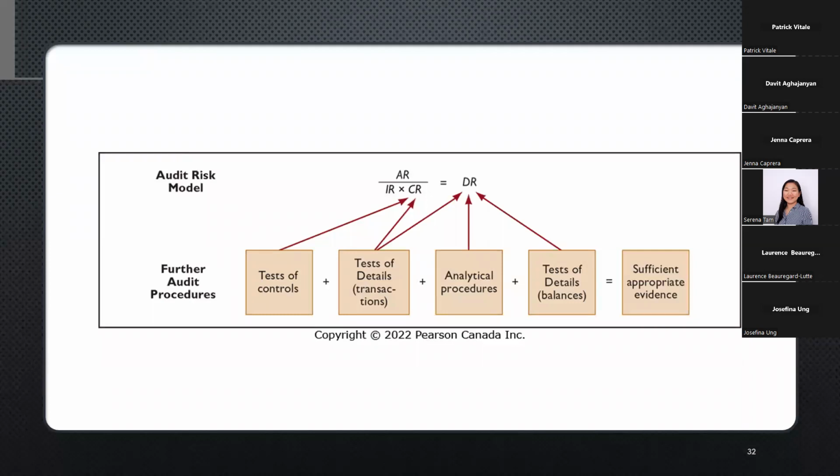So if we look here, the detection risk, what affects it? We can look at the test of controls. So let's say that test of controls are really good or bad. As an auditor, you can't do anything. It's either there or not. It's not your responsibility. It's management. And then for control risk, you would look at the test of details of transactions, and the same thing applies for detection risk. You could have analytical procedures and test of details balances.